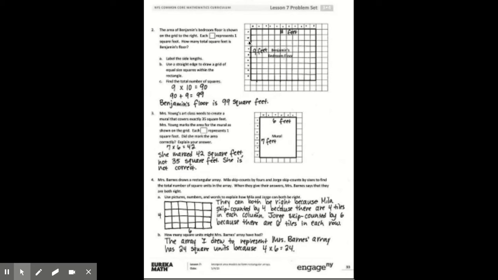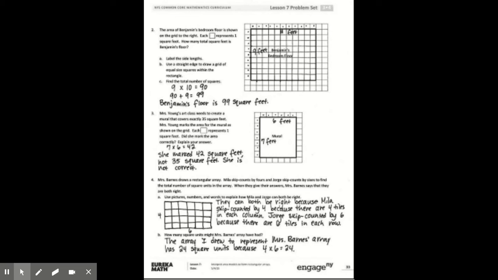So that's where you're labeling. That's where you have this. 1, 2, 3, 4, 5, 6, 7, 8, 9. So this side would be 9 feet. And then 1, 2, 3, 4, 5, 6, 7, 8, 9, 10, 11. So this side would be 11 feet. So we have 9 feet times 11 feet.